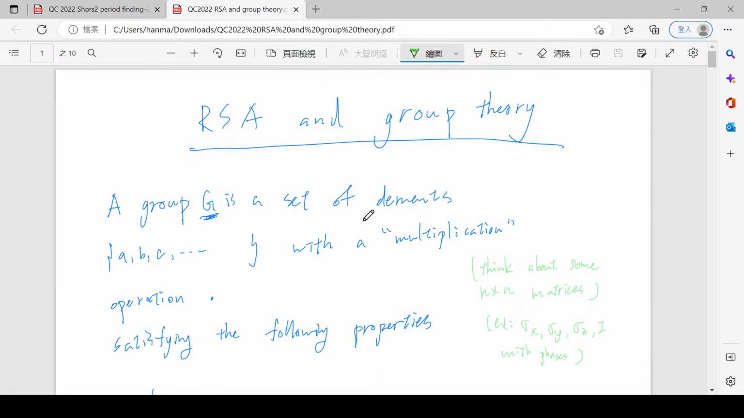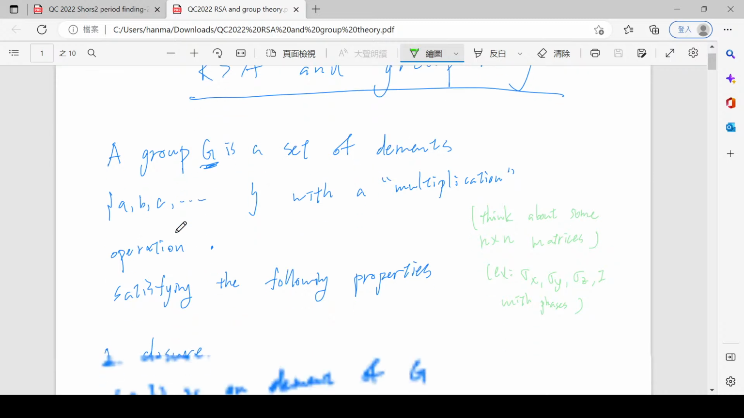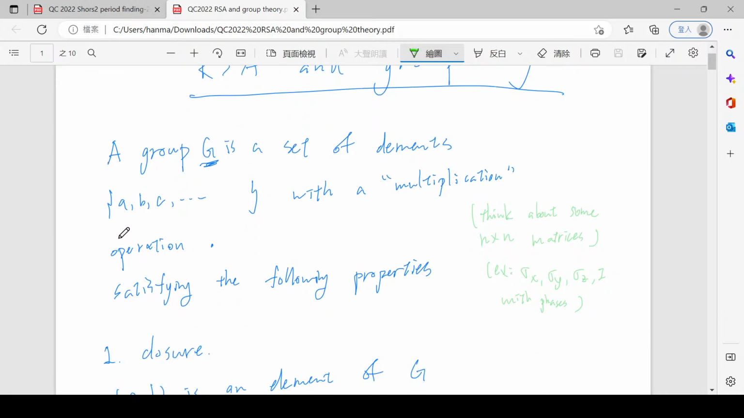A group, in a very abstract form, is a set with an operation. Here we are taking things easy, so we have a finite group: a set with a finite number of elements. There is also a multiplication operation associated with those elements, and this operation needs to satisfy a whole bunch of properties, as we will introduce later.